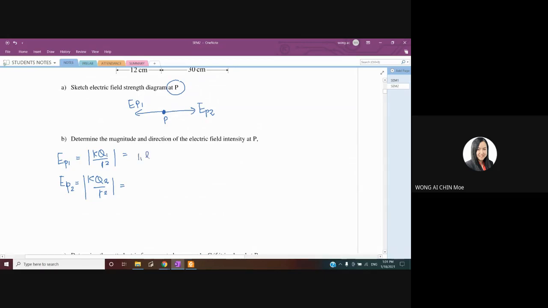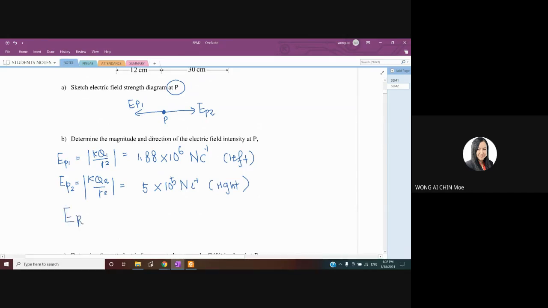EP1, you will get 1.88 times 10 to the power of 6 Newton per Coulomb, and EP1 is of course to the left, because it attracts to the left. Then EP2, after calculation, you will get 5 times 10 to the power of 5 Newton per Coulomb, and it is towards the right.